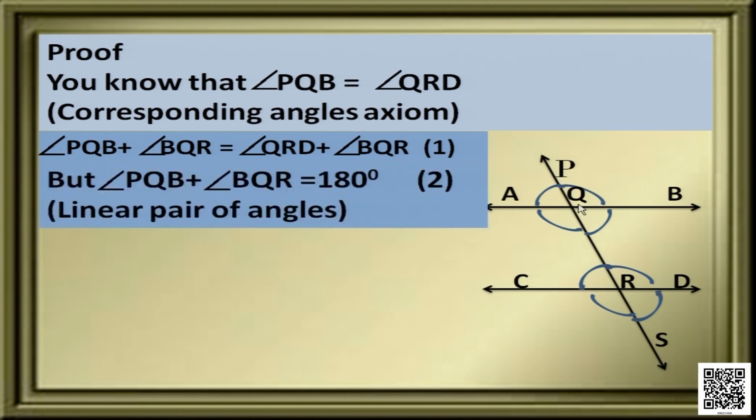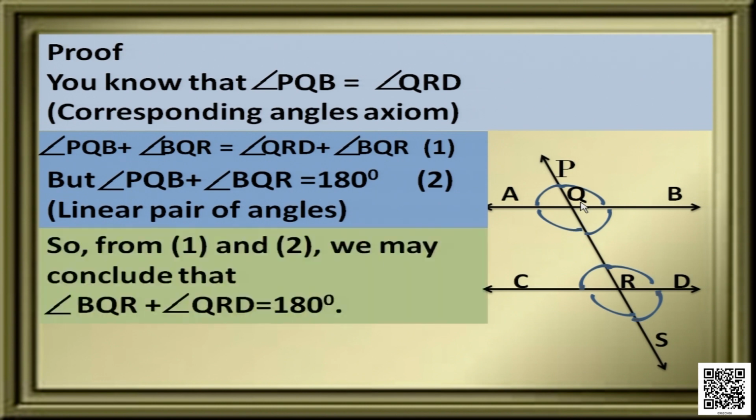In this case, QB is a ray that stands on PS. So, PQB and BQR, these two are a linear pair of angles. Similarly, from 1 and 2, here PQB plus BQR is 180 degree. So, this part is 180 degree. So, QRD plus BQR will be 180 degree. So, we can write from 1 and 2, we may conclude that BQR plus QRD is 180 degree.